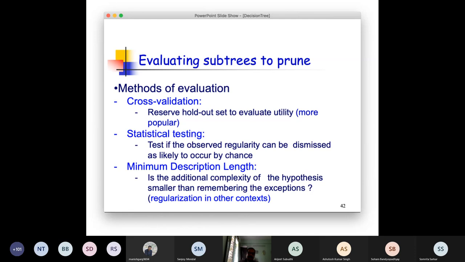And the other strategy is minimum description length. This is considering the overall size of the tree. I mentioned maybe in the last class also. So what you should consider is that while pruning the tree, you are reducing the size of the tree. So that gives you the description. So a tree has a description in the encoded space. And when you are reducing any node, naturally description length is going to be minimized. And you can see that this complexity is smaller than remembering the exception.